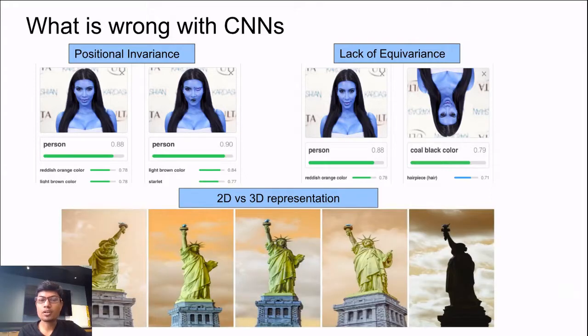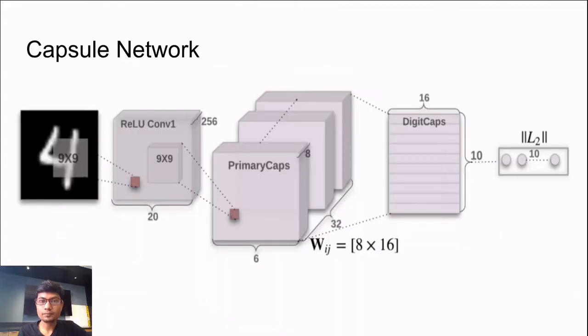And the third problem is called 2D versus 3D representation. The world around us is 3D, however, CNN learns a 2D representation, which lacks generality, and the model is not able to generalize properly and requires a lot of data.